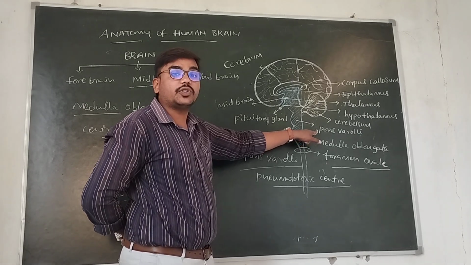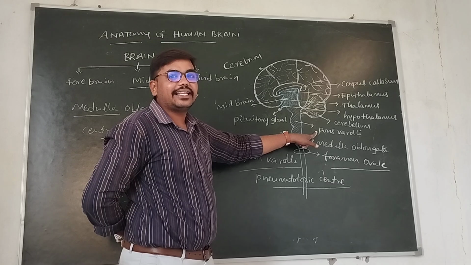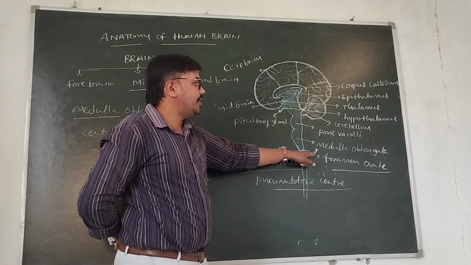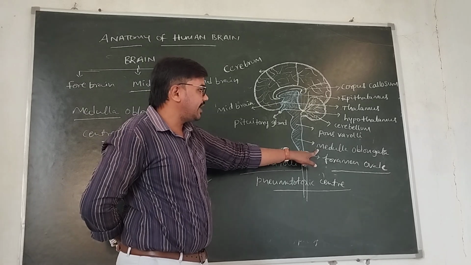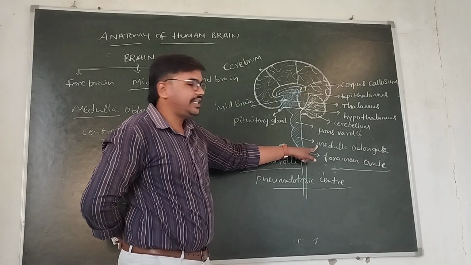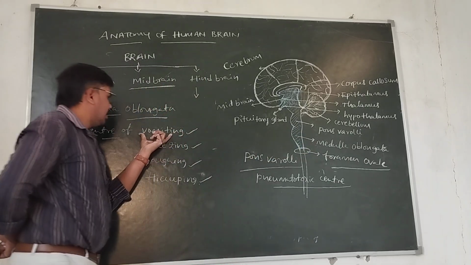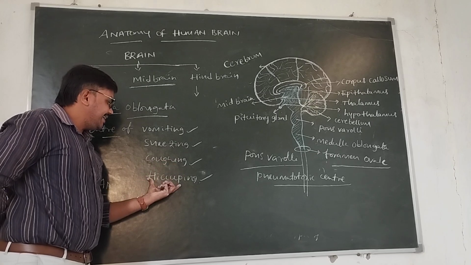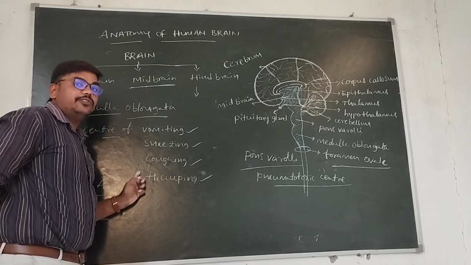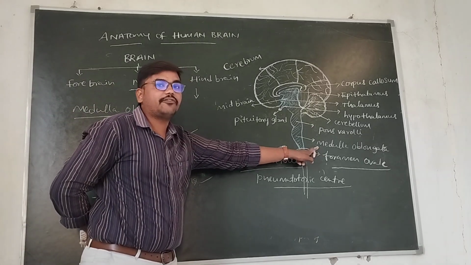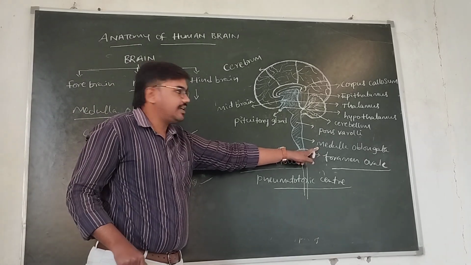The second one is the pons varolii. It contains the pneumotaxic center, which regulates our respiratory movements. The third one is the medulla oblongata. The medulla oblongata performs automatic functions, meaning vomiting, sneezing, coughing and hiccuping. These are involuntary functions. So indirectly, the medulla oblongata performs involuntary functions.